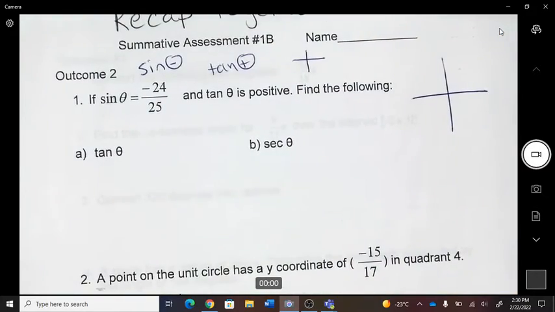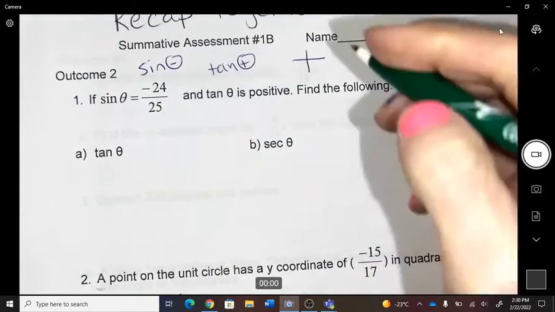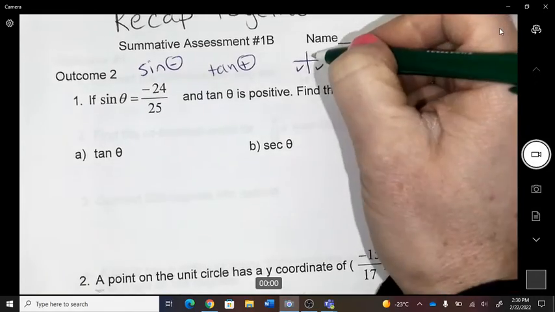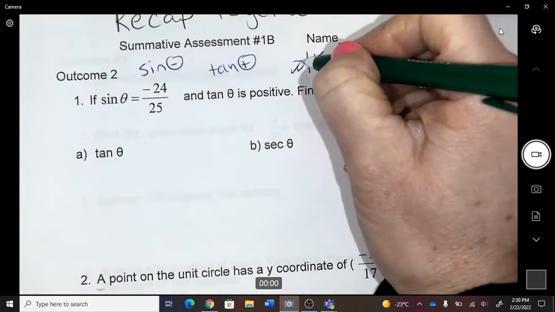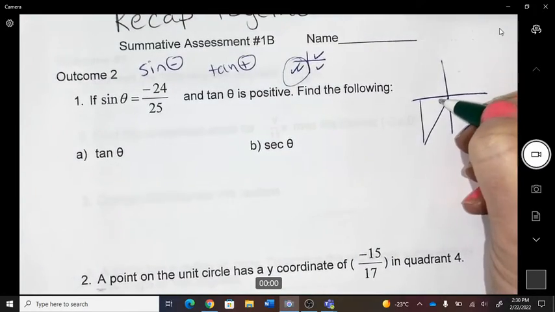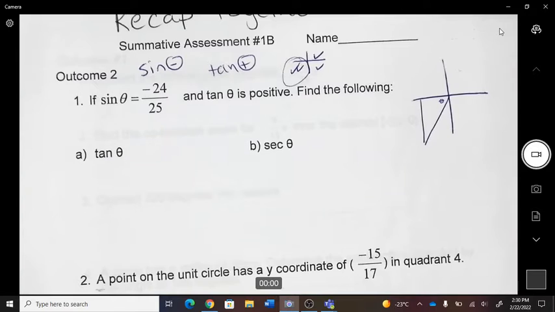Okay, so do we know where sine is negative? Bottoms, right? Remember that? Sine is negative on the bottom. Tan is positive in the A-T. So I'm in quadrant 3.